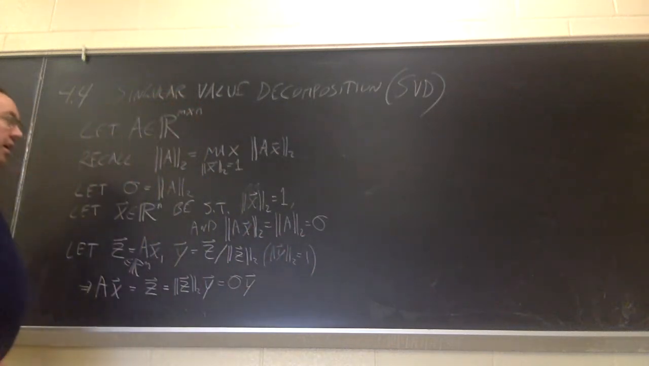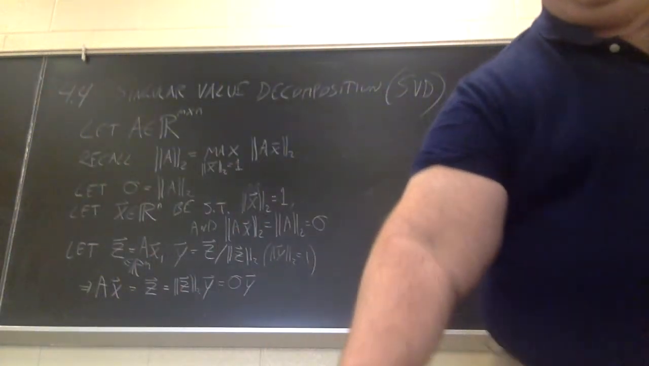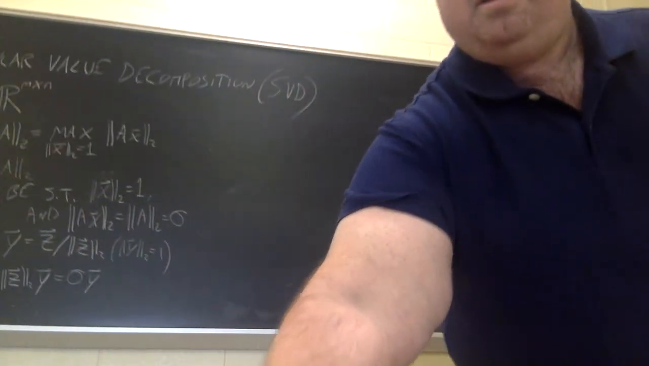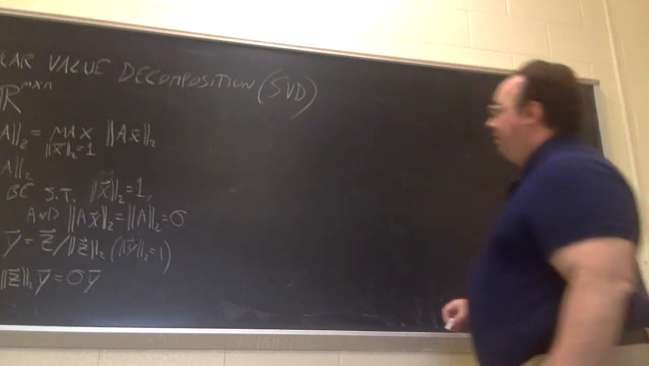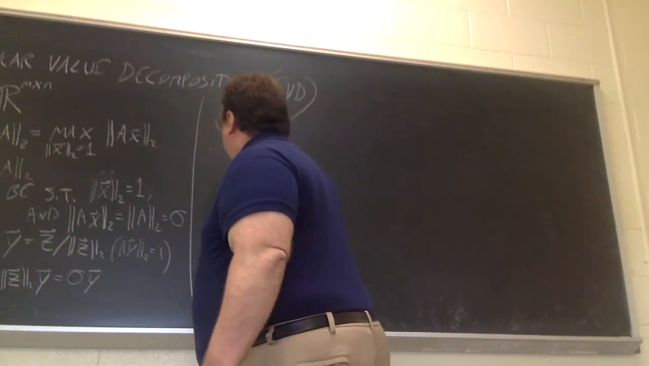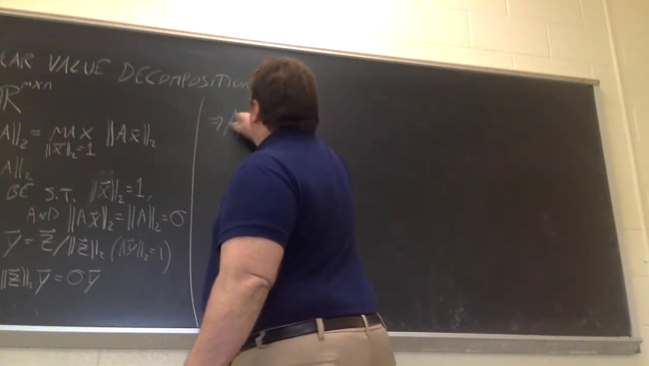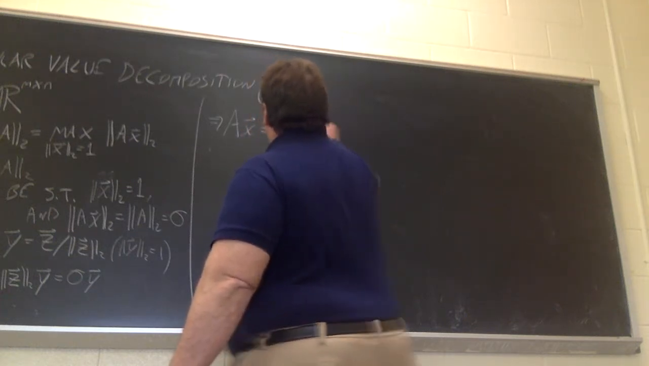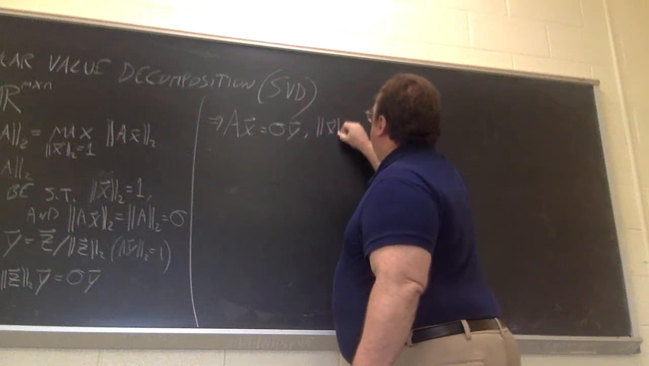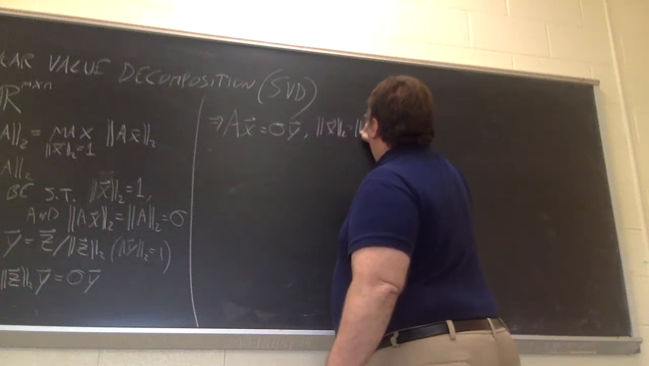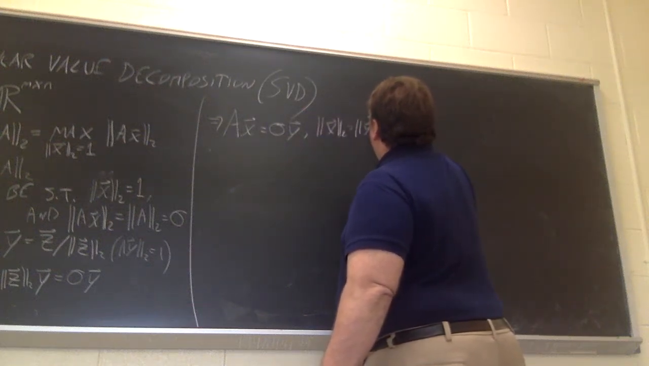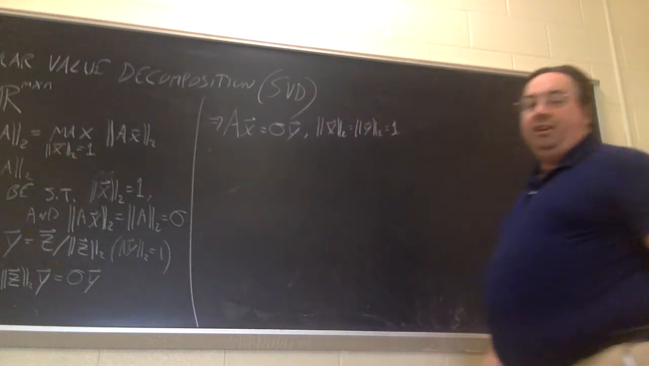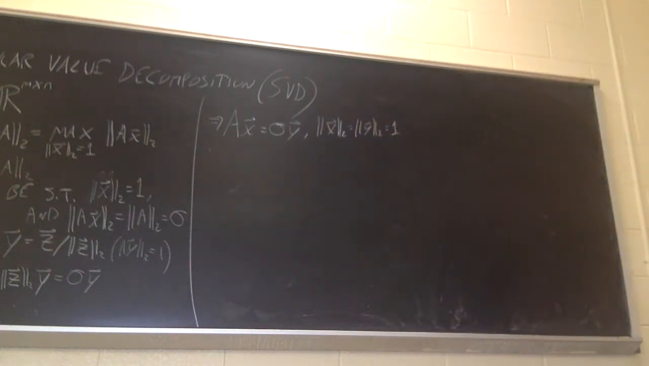So, to recap, I have Ax is sigma y, and both x and y are unit vectors in their respective spaces. Okay.